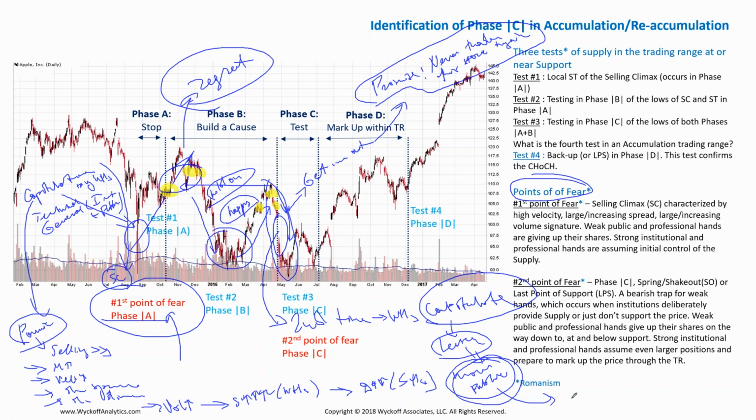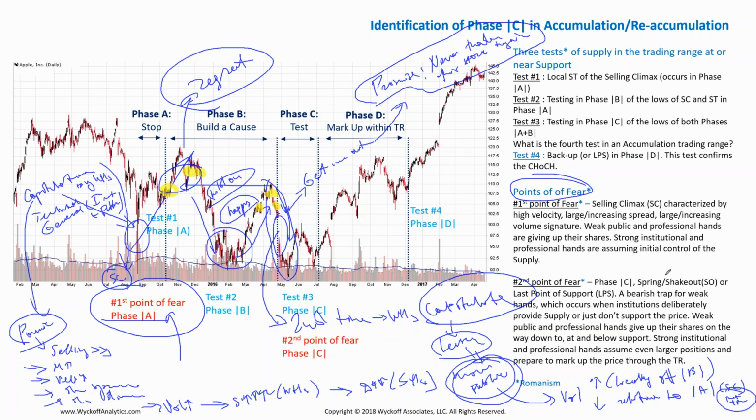So therefore, the second point of fear is going to be more associated with the public than with institutions. And if that's the case, usually the volume signature on this is going to increase locally off phase B, but it's going to decrease relative to phase A low, or relative to the selling climax, where we have both institutions and public capitulating at the same time.